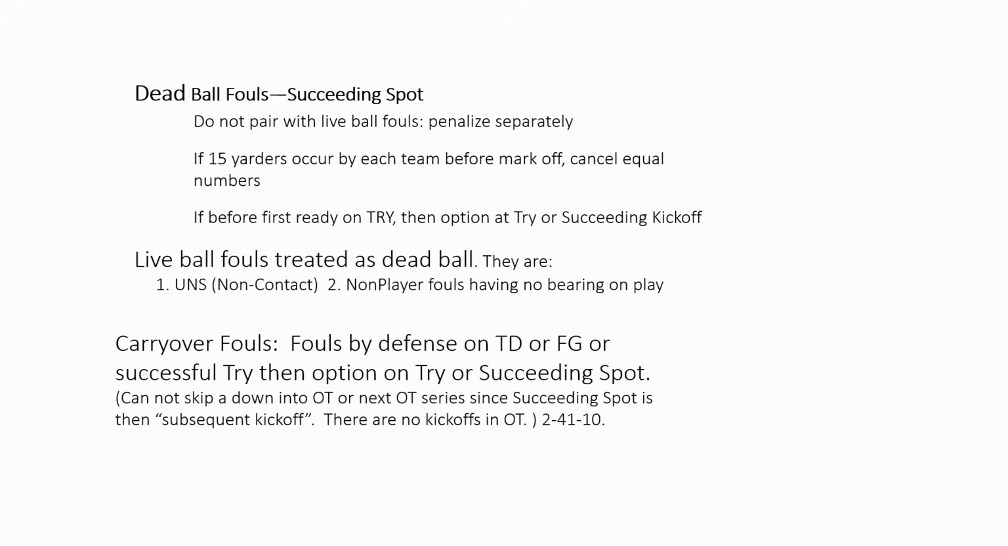If before the first ready on the try, then there's an option to enforce dead ball fouls on either the try or the succeeding kickoff. Live ball fouls that are treated as dead ball fouls are unsportsmanlike, non-contact fouls, or non-player fouls having no bearing on the play. So, for example, the current example of A about to score a touchdown, the runner is scoring, and he uses an obscene gesture or otherwise insults the opponent just as he's about to score, the touchdown would count, and we would penalize as a dead ball foul at either the try or subsequent kickoff.